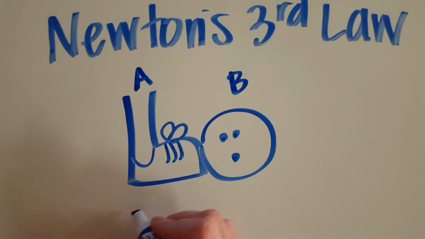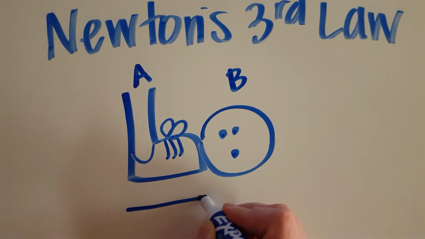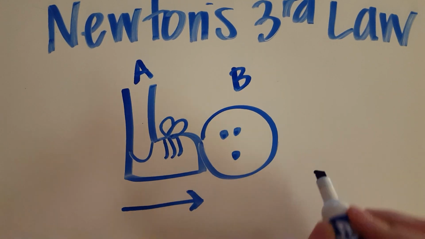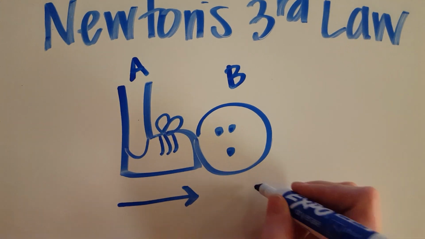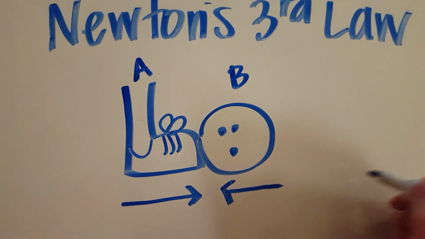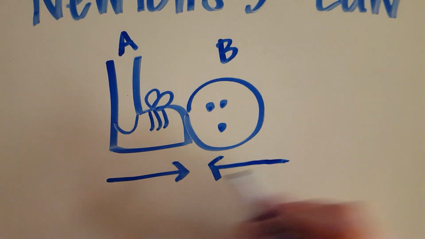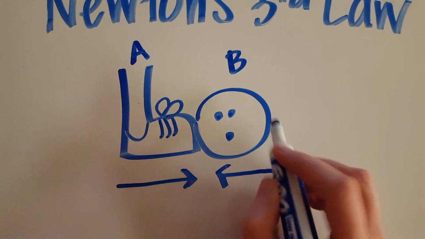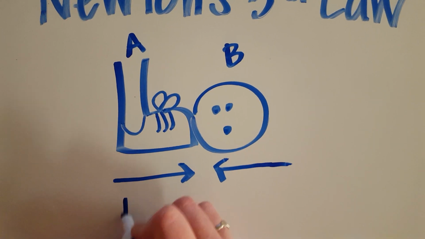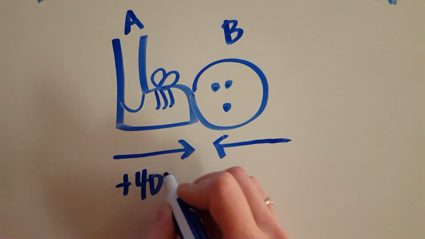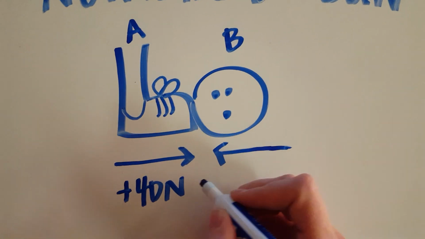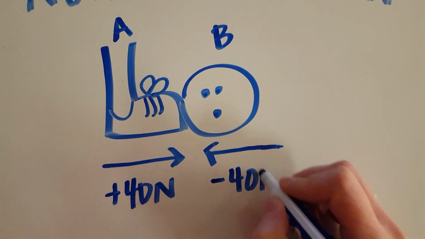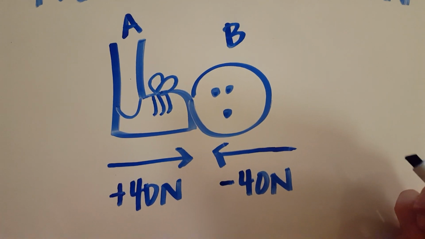So essentially what's going on here with these interacting force pairs is the foot, object A, kicks the bowling ball to the right, and according to Newton's third law, the bowling ball then kicks the foot to the left with equal and opposite force. So however much force this object puts on the bowling ball, let's say it's positive 40 newtons, then the bowling ball is going to apply the exact same amount of force but in the opposite direction. So negative 40 newtons.